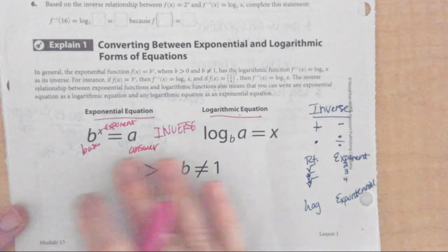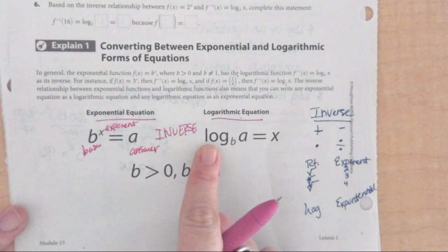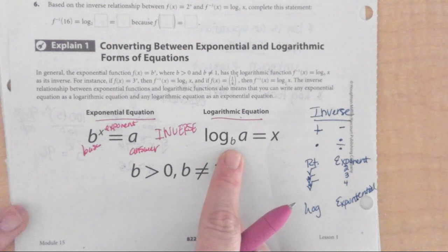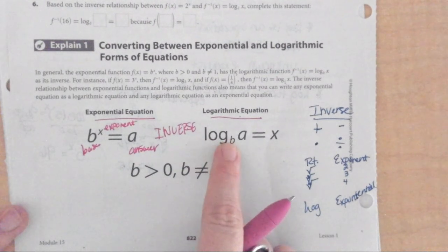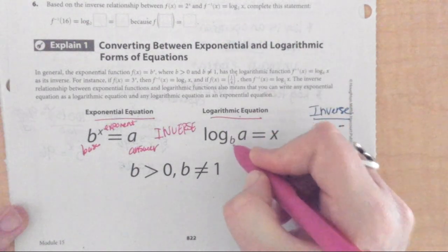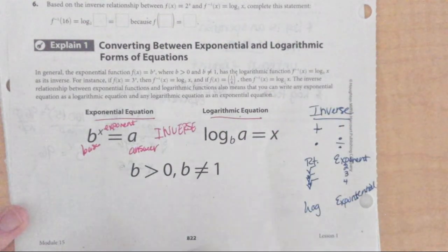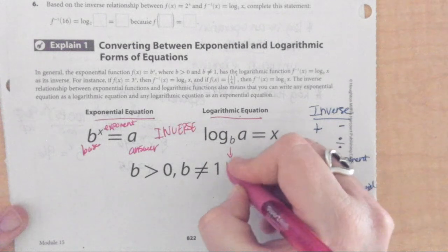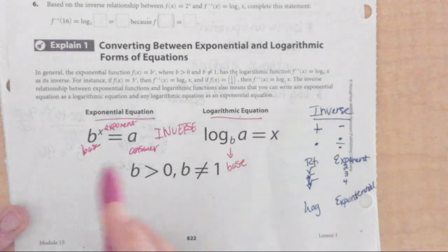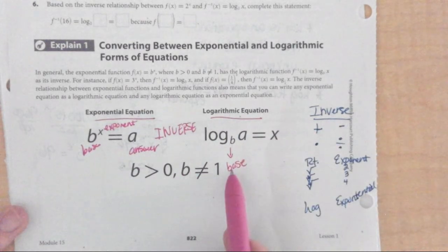Okay, so how does that translate over here? Well, logs also have a base. It's a little bitty number. This time we used a letter, but it's a little bitty number called a subscript. Superscript is up above, subscript is down below. And so b is still the base. So from over here, the base was b. It's still the base.